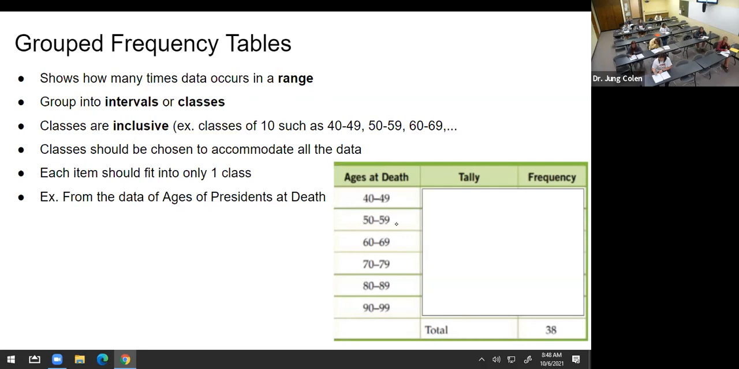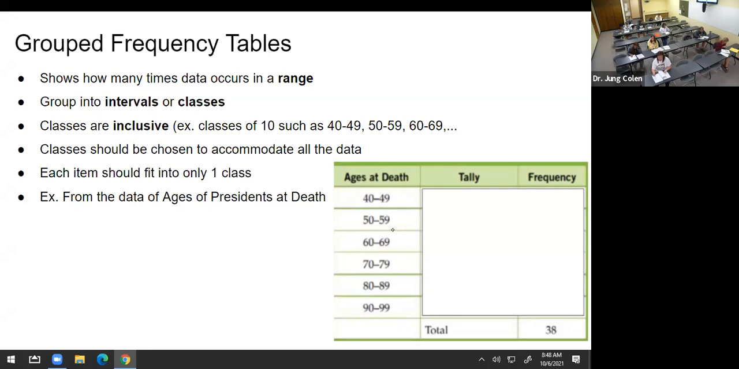40 to 49, 50 to 59, 60 to 69. This is really good interval, right? And it's very consistent. So each group has 10 ages, 10 years, 10 years, 10 years, starting from 40 to 49, 50 to 59, 60 to 69. You can see the consistency there. And all of these numbers are inclusive, so 40 to 49. There's no number, no age that misses anybody, right? And also each item should fit into only one class.